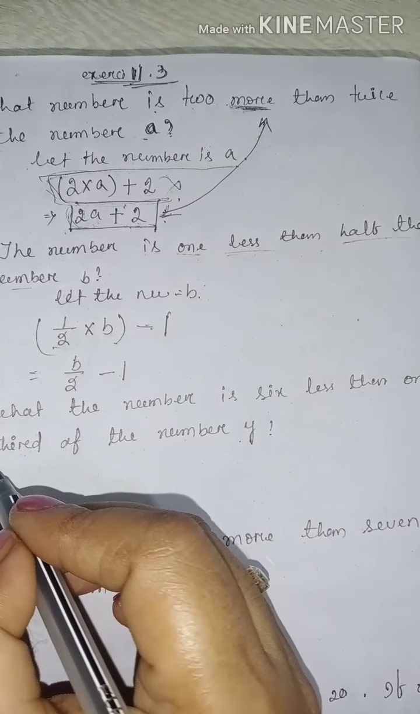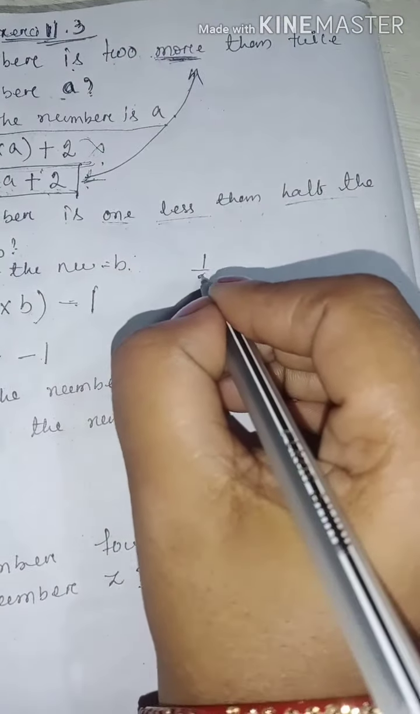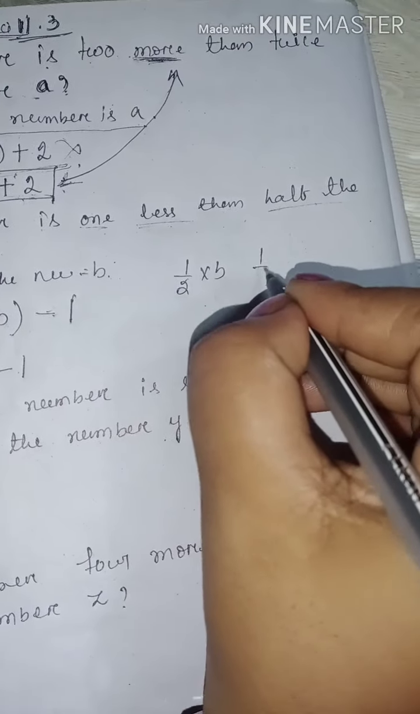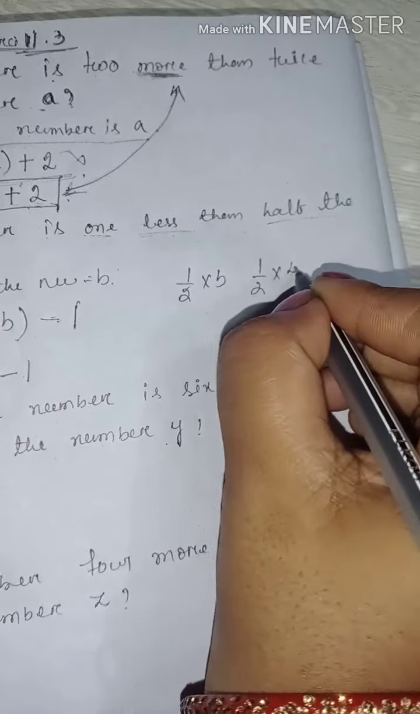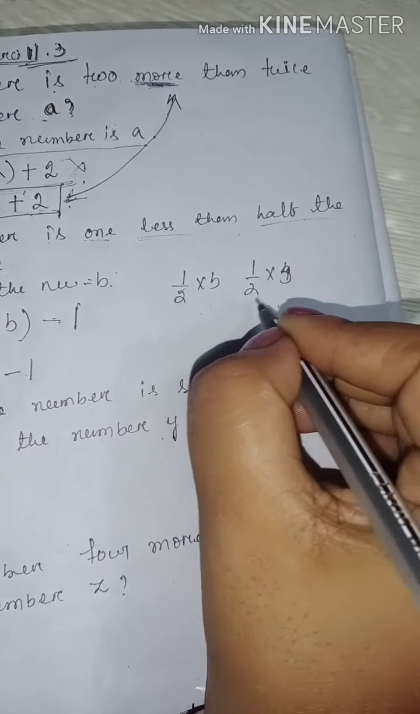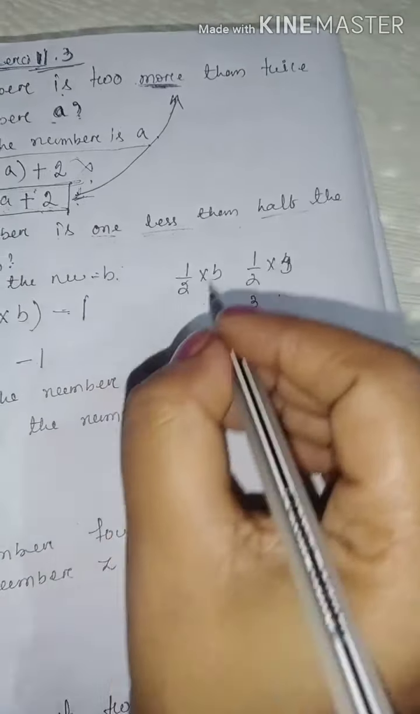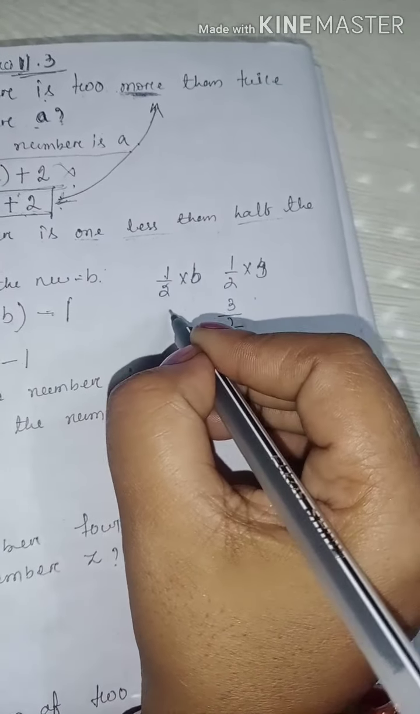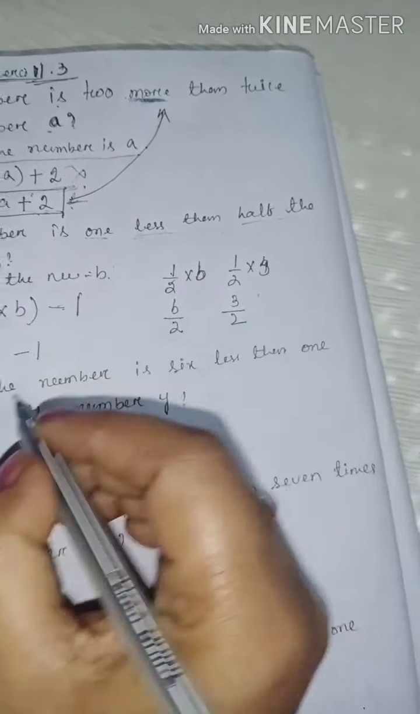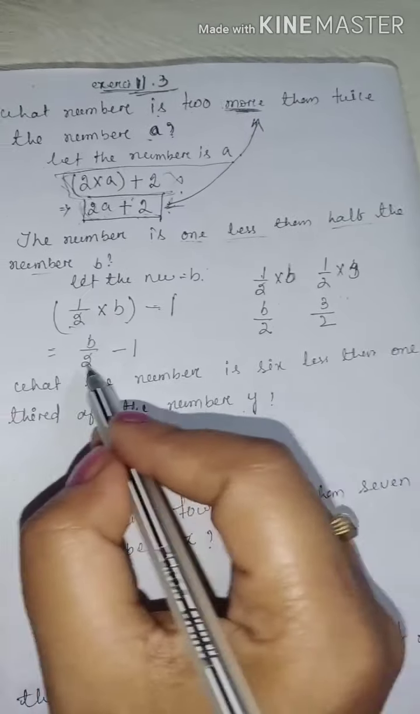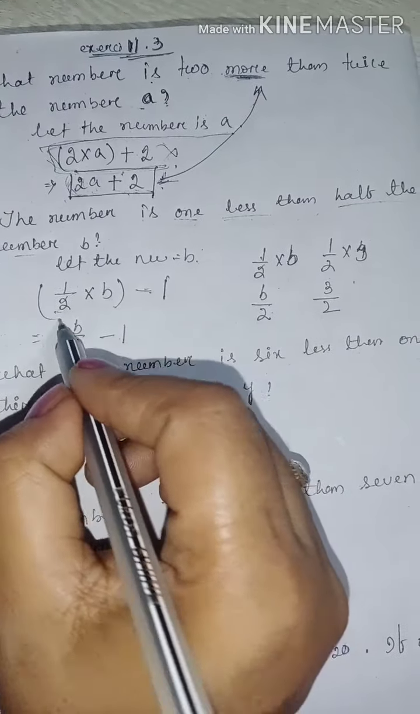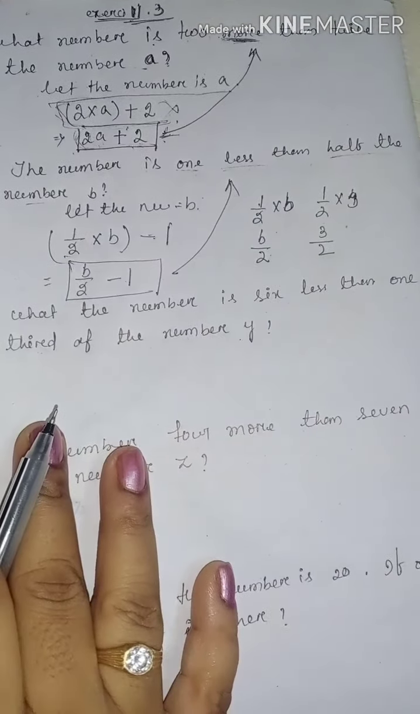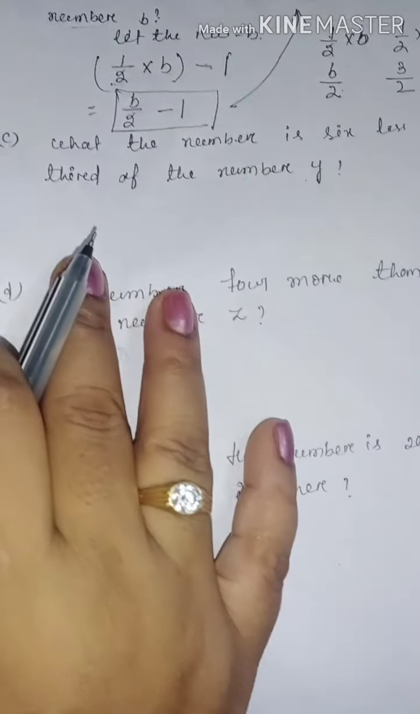Okay, B by 2 minus 1 means what? Half into B means anything, suppose 1 by 2 into 3, then what are we getting? 3 by 2. So like this, if B is multiplied by 1 by 2, that is B by 2. So we can write B by 2 minus 1. The answer is B by 2 minus 1 of this expression. Okay, next question.